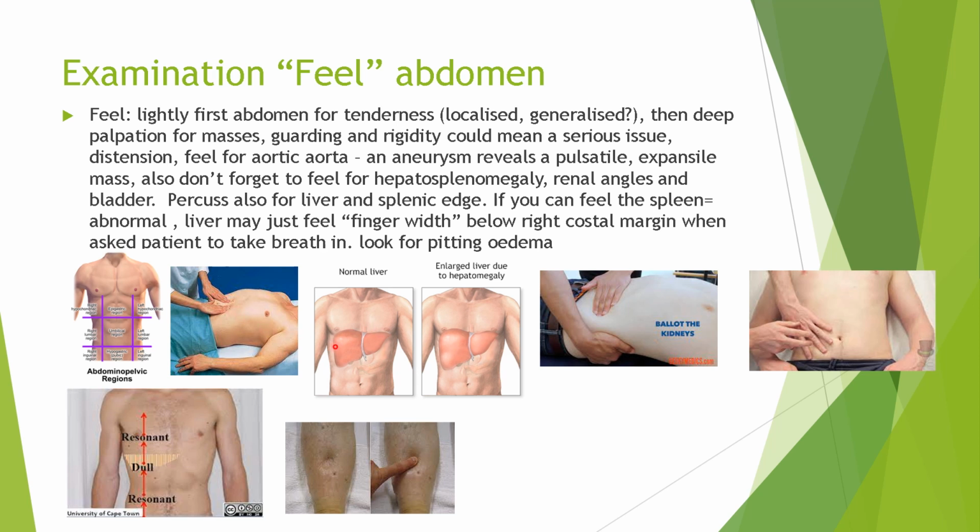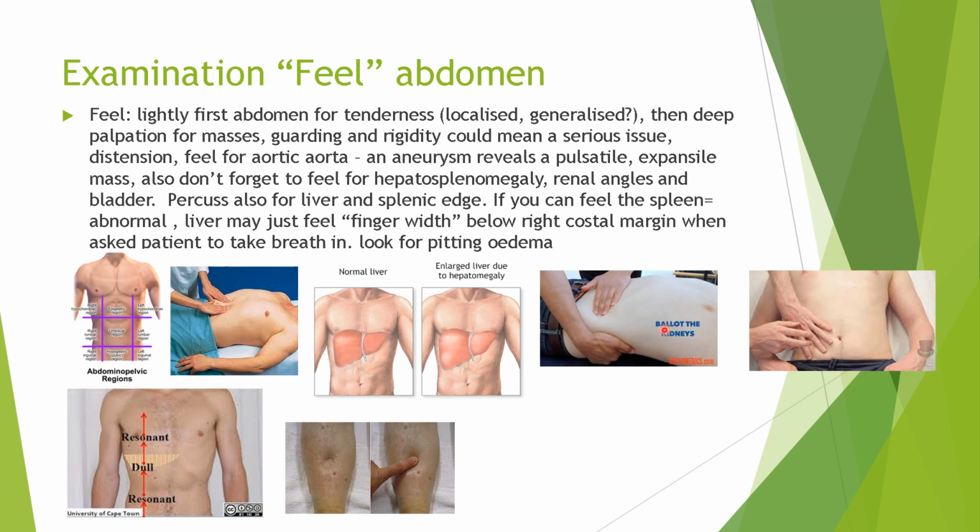And you'd also want to feel for the liver for any hepatomegaly, and also the spleen for any splenomegaly. If you can feel the spleen under the rib, that's almost always abnormal. And the liver, you should be able to feel maybe 1 centimeter below the rib when you ask them to take a deep breath, but no more.